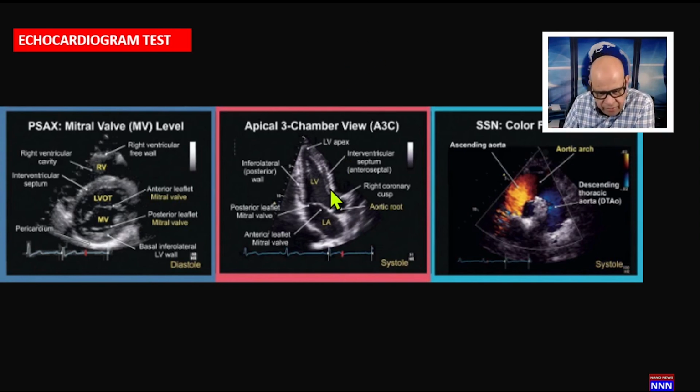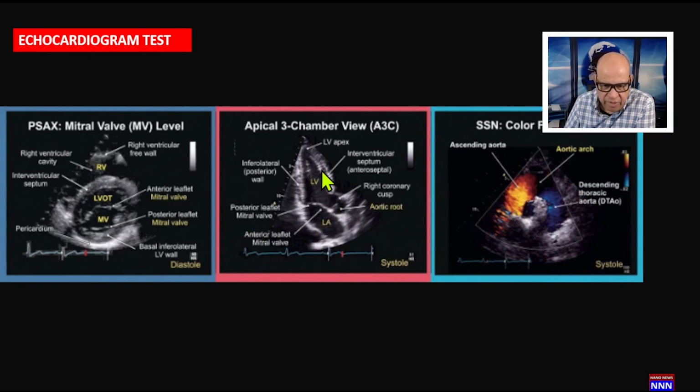And here we have the interventricular septum. Remember, this is the interventricular septum, and we need to know what part of the left ventricle we are looking at in various angles. Then here we have the inferolateral part of the segment, and here we have the posterior leaflets, then the anterior leaflets, the aortic leaflets, left atrium.